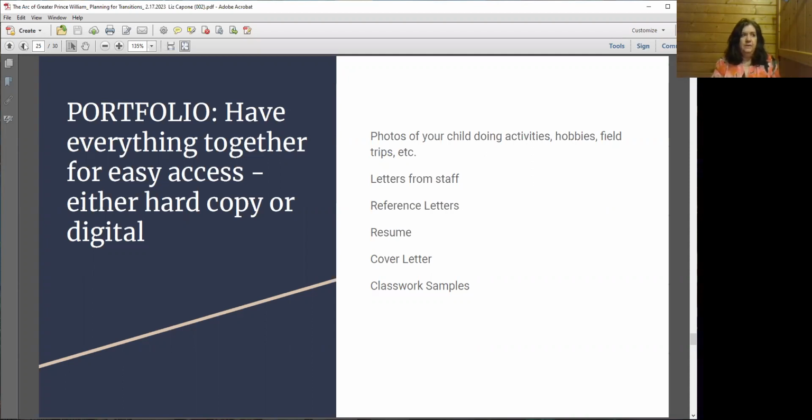And again, any of this can be duplicated, not just for jobs, whether it's looking for independent housing or independent recreation opportunities. You have a collection of information that tells the story of your child. Because what I don't want people to do, and I know this is cliche, is let other people write your child's story. Don't let other people say, here's what your child can or can't do.